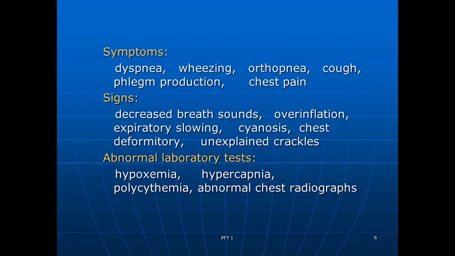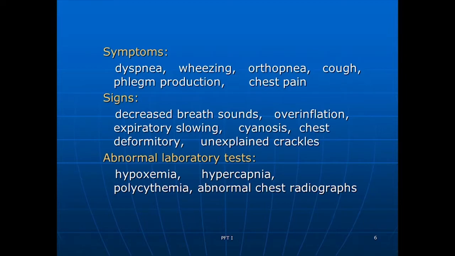They may have accompanying cyanosis if they have trouble getting oxygen in. There may be some chest deformity. Obstructive patients have what they call a big barrel chest because they have overinflation of their alveoli, so their chest kind of barrels out to accompany that hyperinflated alveoli.